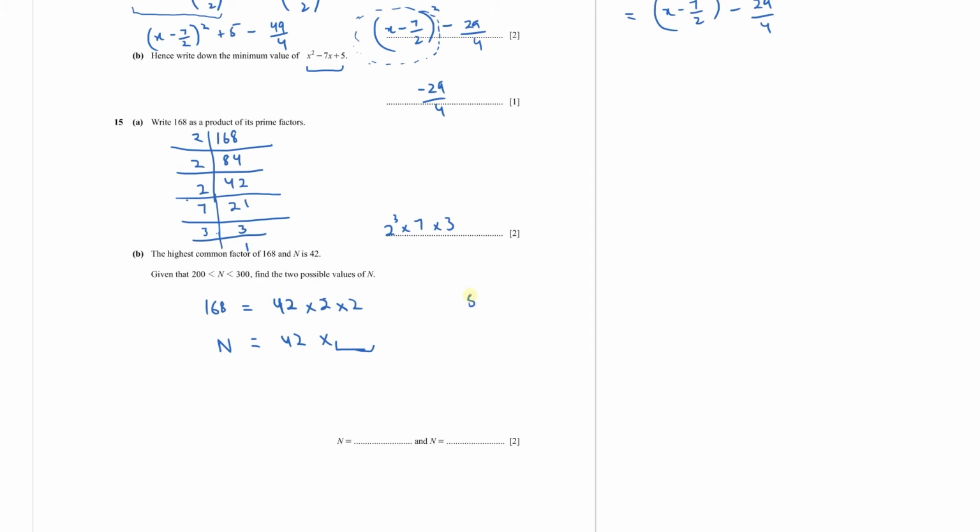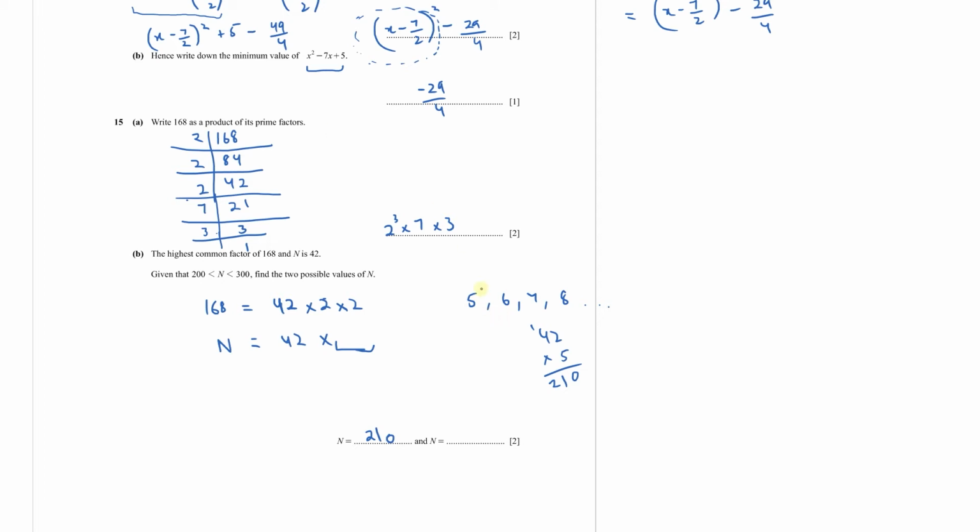So what are the numbers greater than 4? 5, 6, 7, 8, and so on. So let's multiply 42 by 5. So 42 times 5 is what? 5 2s are 10, 1 carry, 5 4s are 20, and 2 is 210. 210 is a valid value of n because it is between 200 and 300. And 5 is not a multiple of 2. So if I multiply 42 by 5, my highest common factor is still 42. And it also satisfies the condition that n is between 200 and 300 because n is 210. So your first value is 210. So you multiply it by 5 to get the first value.